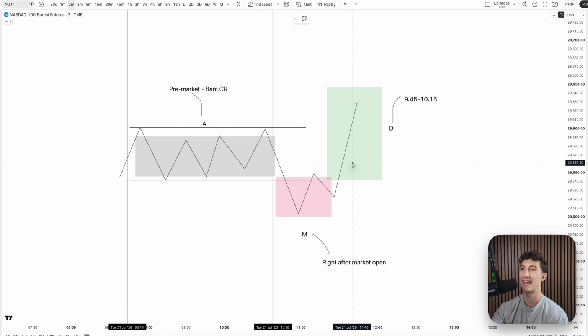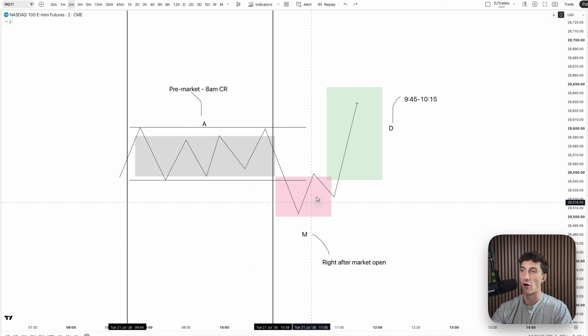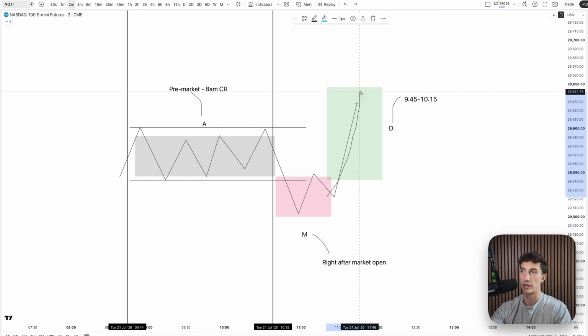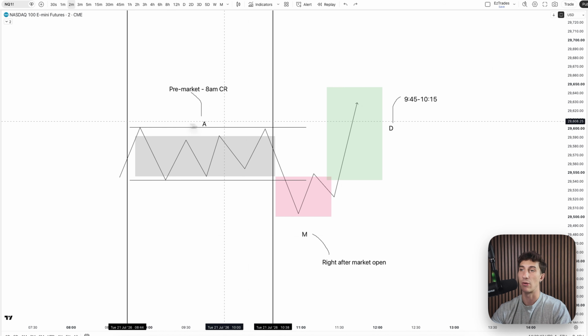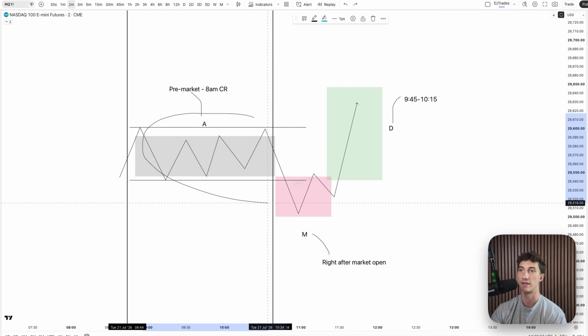I will use this as my condition before getting into a trade. So for example, if I am bullish, I would look to see the 8 a.m. candle low get taken out first, followed by that manipulation and then the reclaim to go higher. And if I'm short, I will look for the 8 a.m. high to get taken out first. I don't want to enter a trade anywhere within this 8 a.m. range if price accumulates.